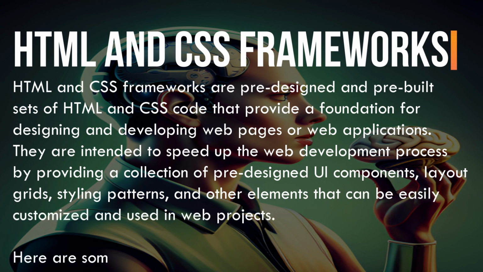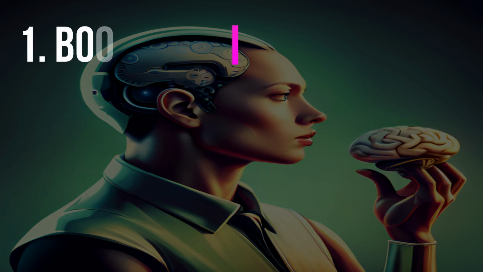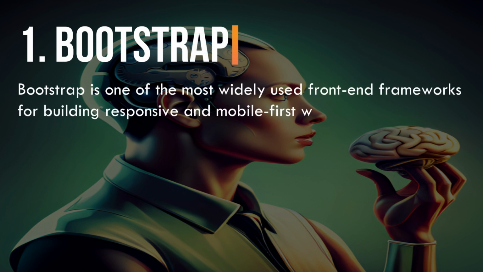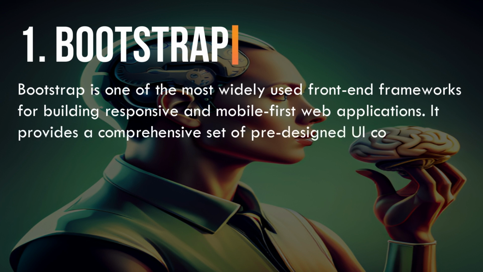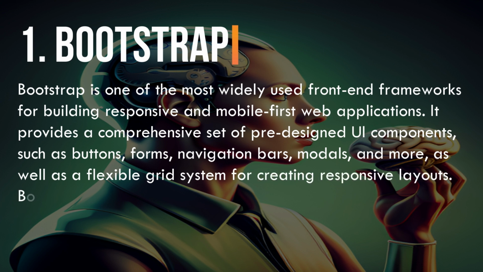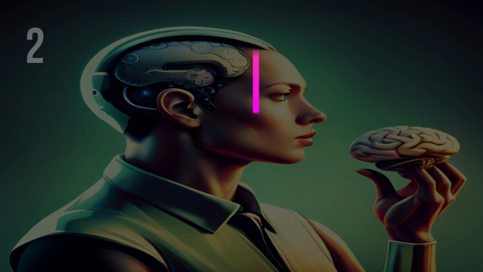Here are some popular HTML and CSS frameworks. 1. Bootstrap. Bootstrap is one of the most widely used front-end frameworks for building responsive and mobile-first web applications. It provides a comprehensive set of pre-designed UI components, such as buttons, forms, navigation bars, modals, and more, as well as a flexible grid system for creating responsive layouts. Bootstrap also includes CSS and JavaScript libraries for styling and adding interactivity to web pages.